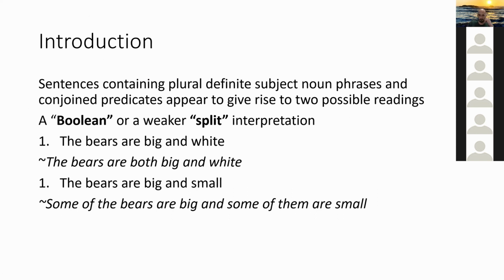So another way to look at it, and the way they phrased it in the paper itself, was that you could have a stronger or a weaker interpretation of a sentence. For example, if you look at a sentence like the bears are big and white, you could view the sentence as saying the bears are both big and white. If you look at a sentence like the bears are big and small, you could say that some of the bears are big and some of them are small.